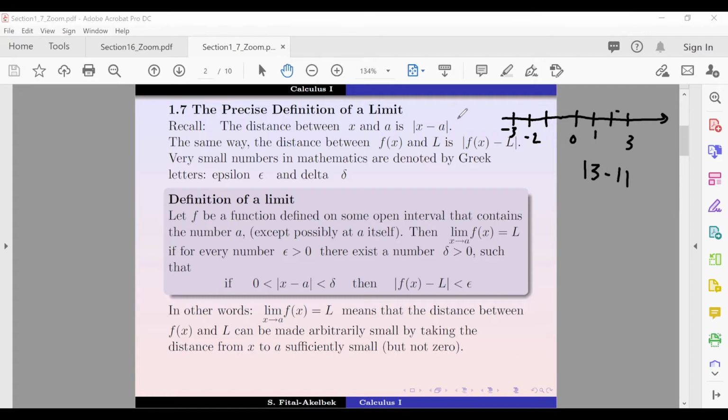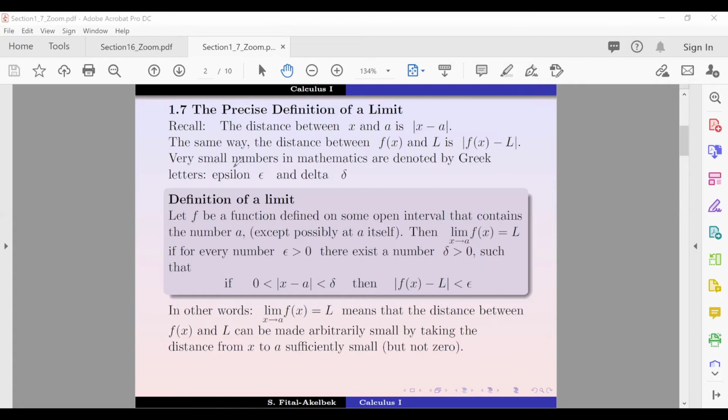Absolute value x minus a is the distance between x and a. And if we are clear on that, then the distance between f of x and L would be the same way, absolute value f of x minus L.